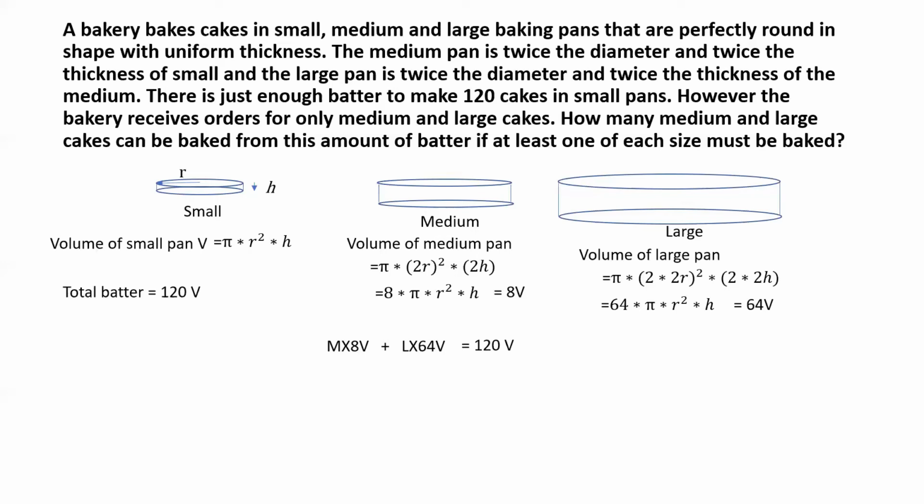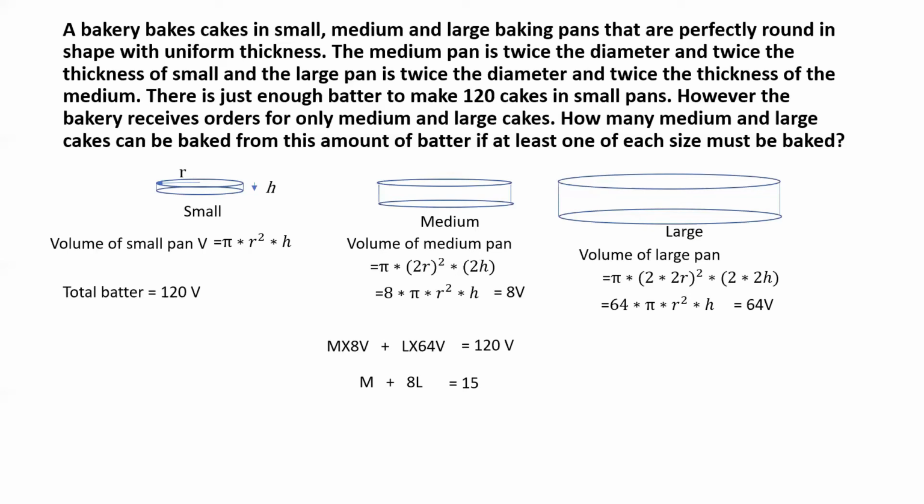It's the volume of the small pan, right? So we can divide both sides of the equation by any non-zero quantity. The equation will still be valid. And if we divide both sides of this equation by 8V, V basically gets cancelled out, and we are left with this: M plus 8L is equal to 15.